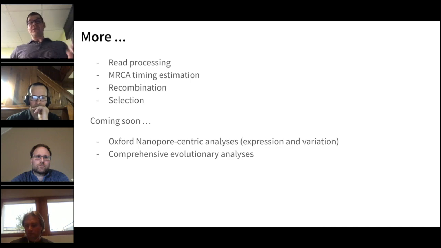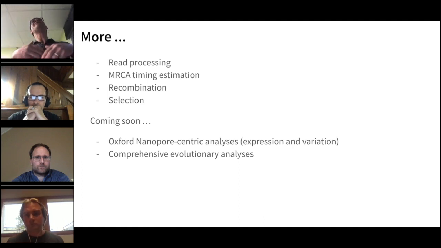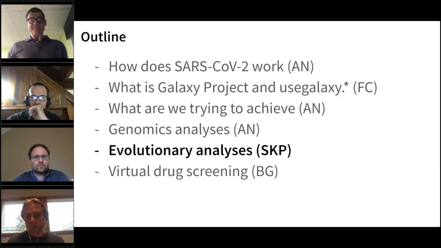There are other workflows which already exist for read processing, for timing of the most recent common ancestor, for recombination analysis, and selection. Also, we're working on developing Oxford Nanopore-centric analysis, which will work with FAST5, the raw data, and also in collaboration with Sergei, we're working on a comprehensive evolutionary analysis, which will allow us to gain multiple types of insights. So Sergei now will talk about what kind of insights.